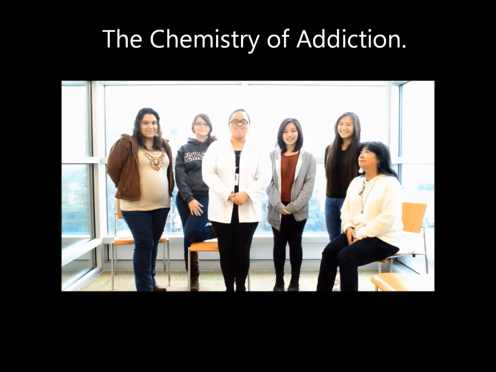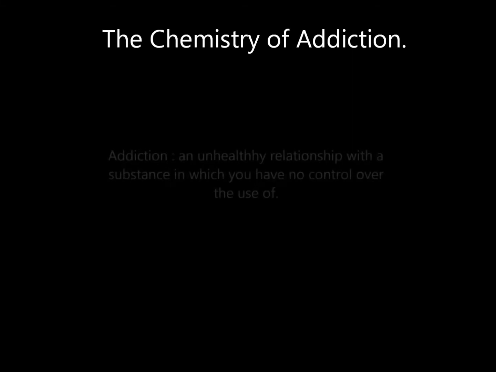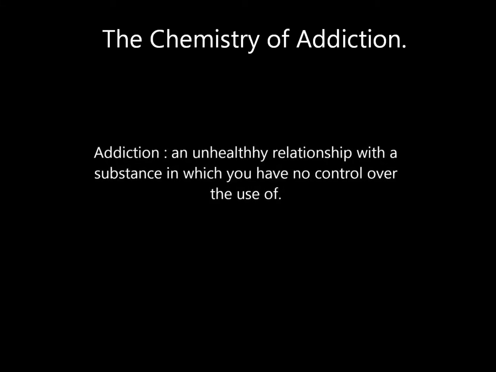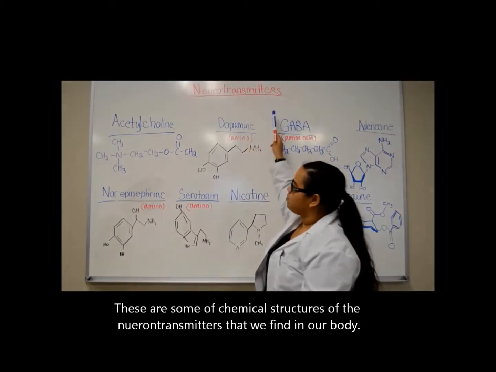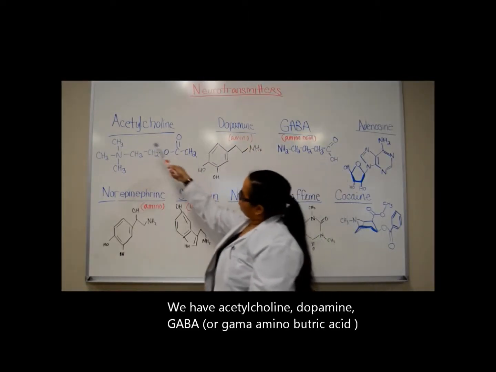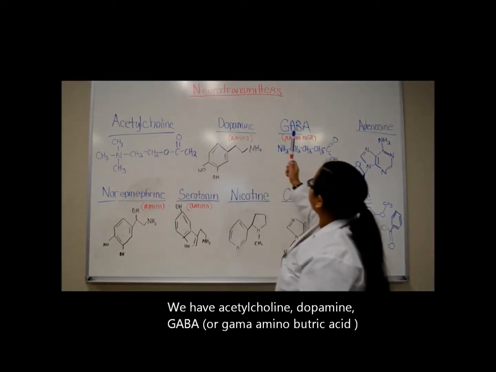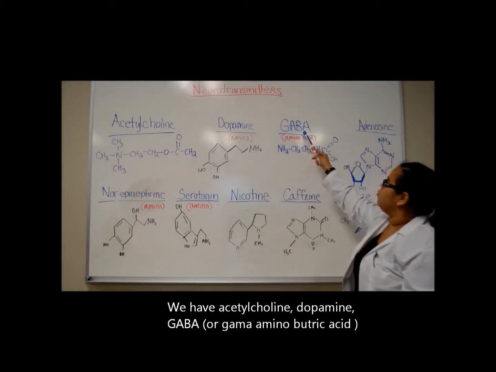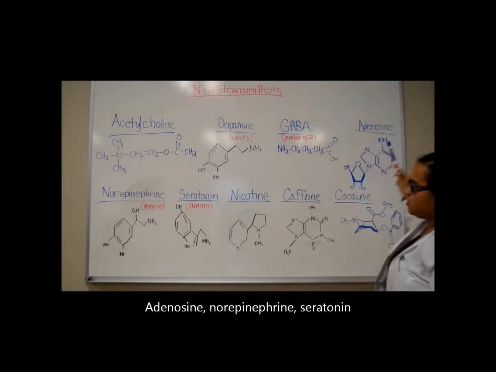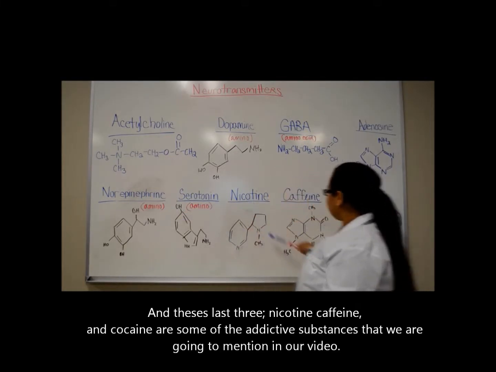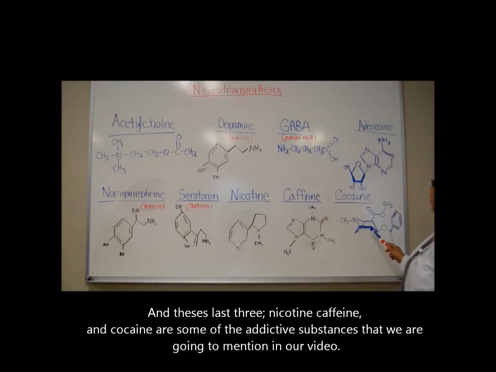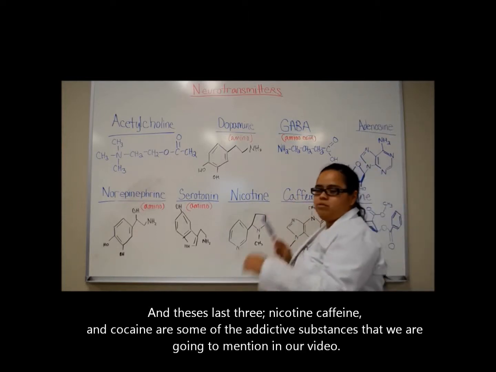And our project is the chemistry of addiction. These are some of the chemical structures of the neurotransmitters that we find in our body. We have acetylcholine, dopamine, GABA or gamma-aminobutyric acid, adenosine, norepinephrine, serotonin, and these last three, nicotine, caffeine, and cocaine, are some of the addictive substances that we're going to mention in our video.